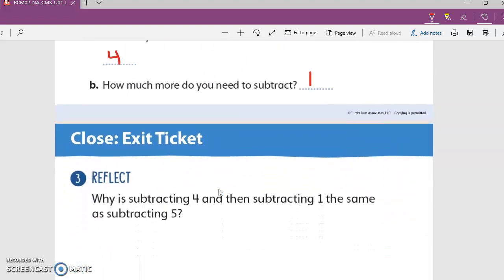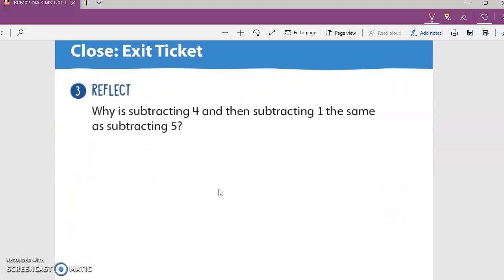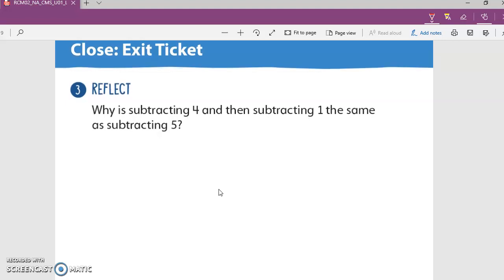Okay. So this is your problem for today that you're turning in. I want to know, why is subtracting 4 and then subtracting 1 the same as subtracting 5? I want you to take a second, think about it, and then in your own words, explain how you make sense of the fact that subtracting 4 and then 1 more is the same as subtracting 5. The answer to this exit ticket is what you're turning in on Google Classroom today.